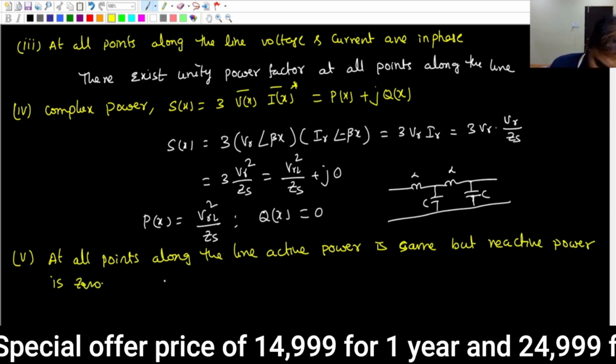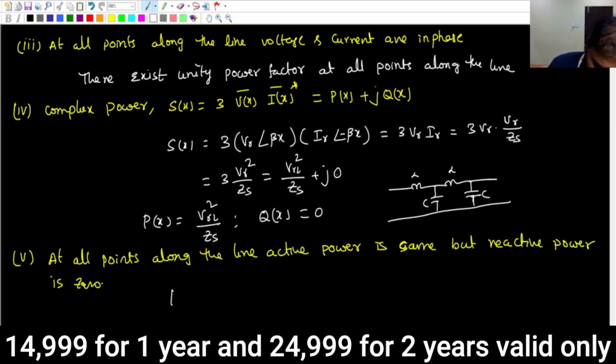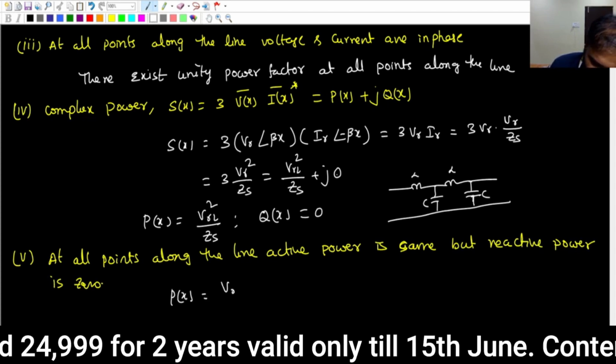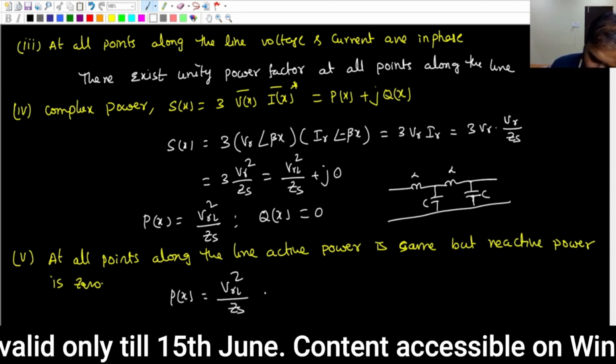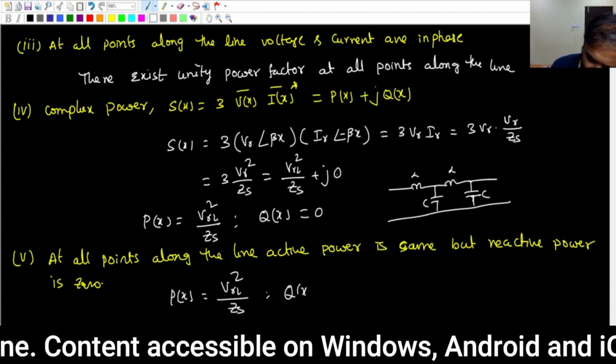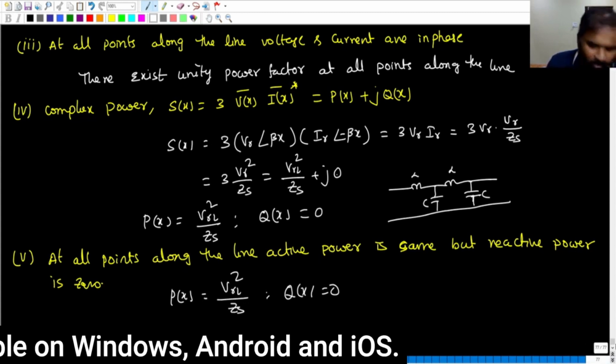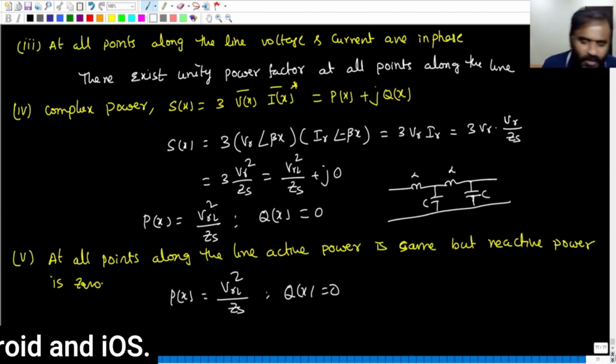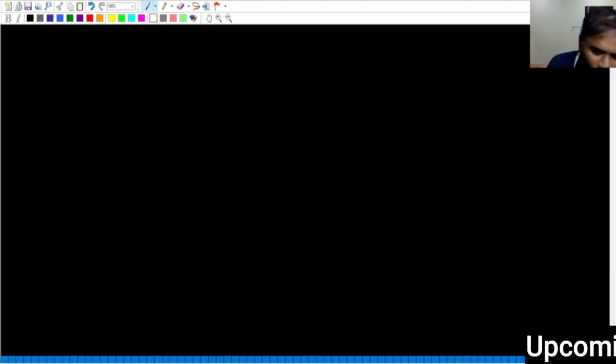Reactive power is 0. What is the meaning of this? P of x is, again, let's copy paste this, VRL square by ZS. And Q of x is what? 0. Now, clear? And I'm going for the next point. Since Q of x is 0, what does it indicate?